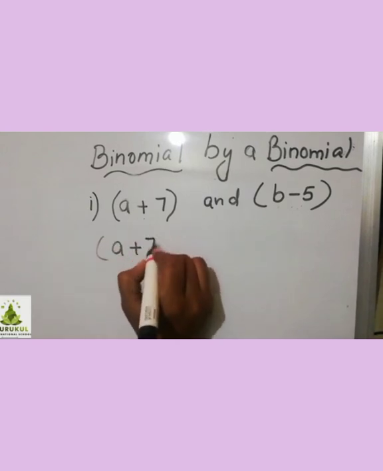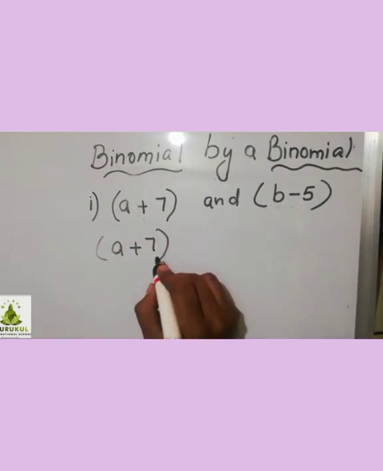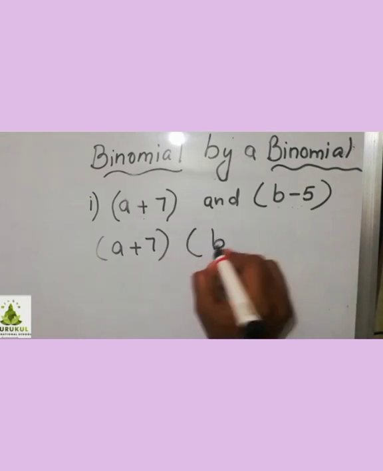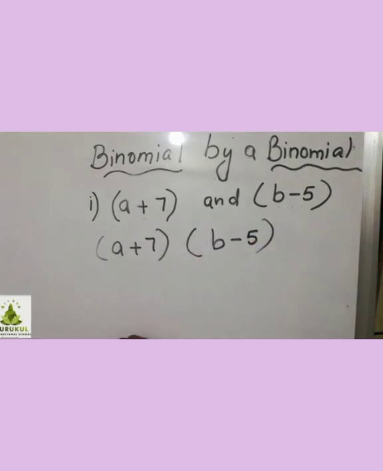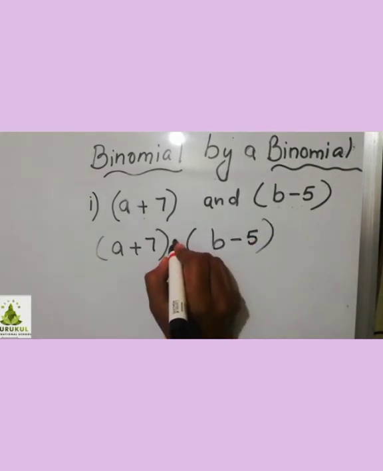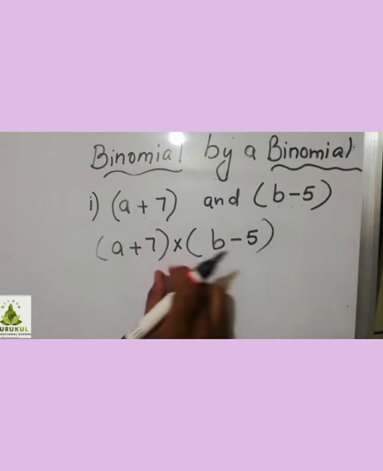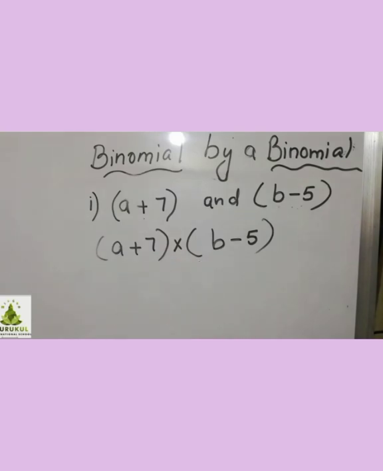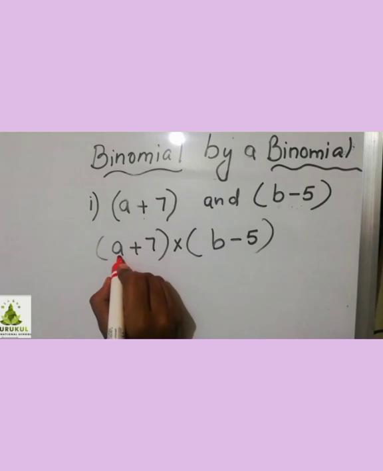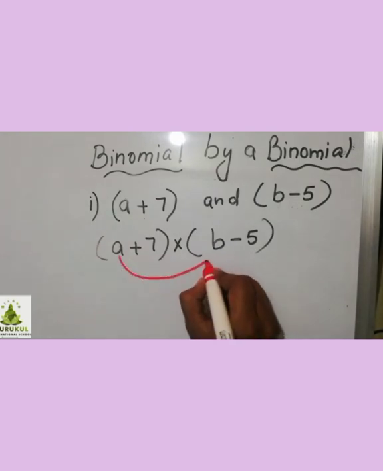a plus 7 into, multiply, the question is multiply, so b minus 5. You can write this way, or if you want you can put a multiplication sign here. Even if you don't put multiplication between the brackets, that means multiplication itself. Now you have to multiply. How to do this? Now see carefully. Here first term a you have to multiply with the full bracket terms.